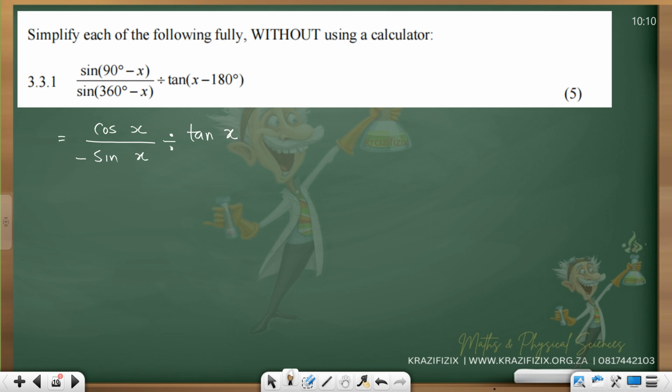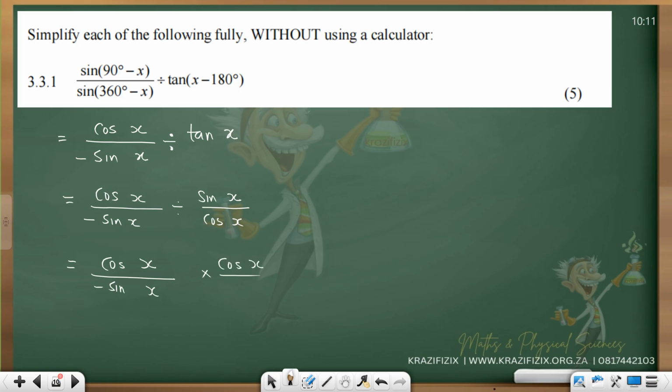Oh, sweet. All right. According to the rules of algebra, negative. Now, this is the same thing as saying divided by what? Sine x over. I'm sure you know that, right? Lovely. According to the rule of algebra, we keep, we flip, and we change the sign. You remember that? Okay. Top times top will give us cos squared x over negative there.